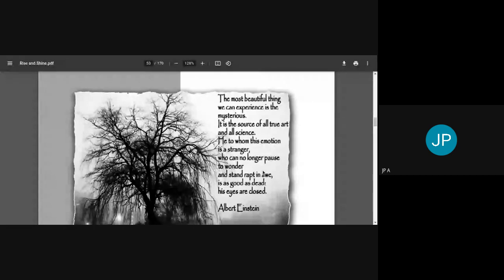But scientists like Einstein have thought about this, and they say that it is the most beautiful thing, the mysterious. He to whom this emotion is a stranger, who can no longer pause to wonder and stand wrapped in awe, is as good as dead. Awe is also wonder. So if you are not able to wonder about the things that happen in the world, then Einstein says that you are as good as dead. His eyes are closed. You are not looking at the world properly. This is what Albert Einstein tells about the mysterious.